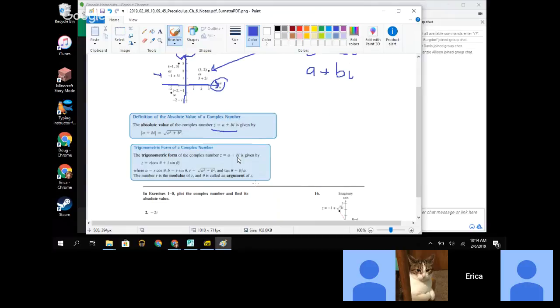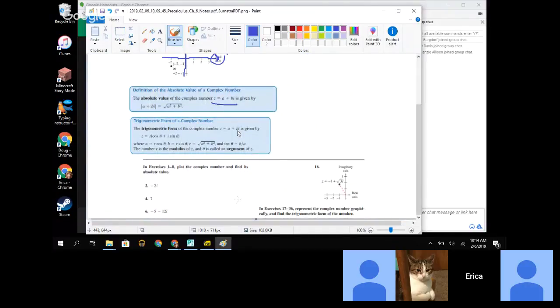Okay, so we'll kind of come back to those, but for example, it says in 1 through 8, plot the complex number and find its absolute value. Okay, so plot the complex number and find its absolute value. So the first ones of these are actually really easy.